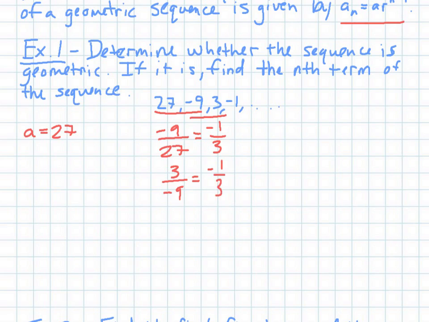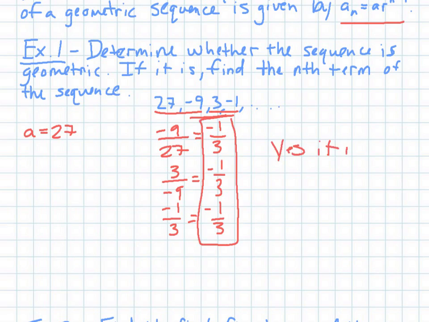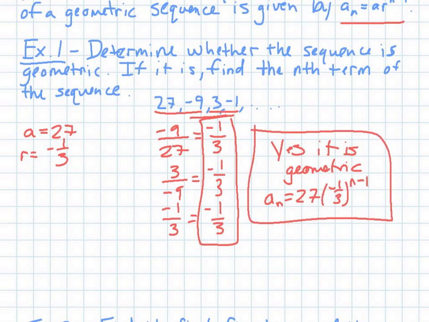And then the next one is negative 1 divided by 3. Well, that one just stays as negative 1 divided by 3. So since these are all the same, you would say yes, it is geometric. And so your r value is negative 1/3. Now you can plug those values into the standard form of a geometric sequence. So it would be 27 times negative 1/3 to the n minus 1 power. And those would be your answers.